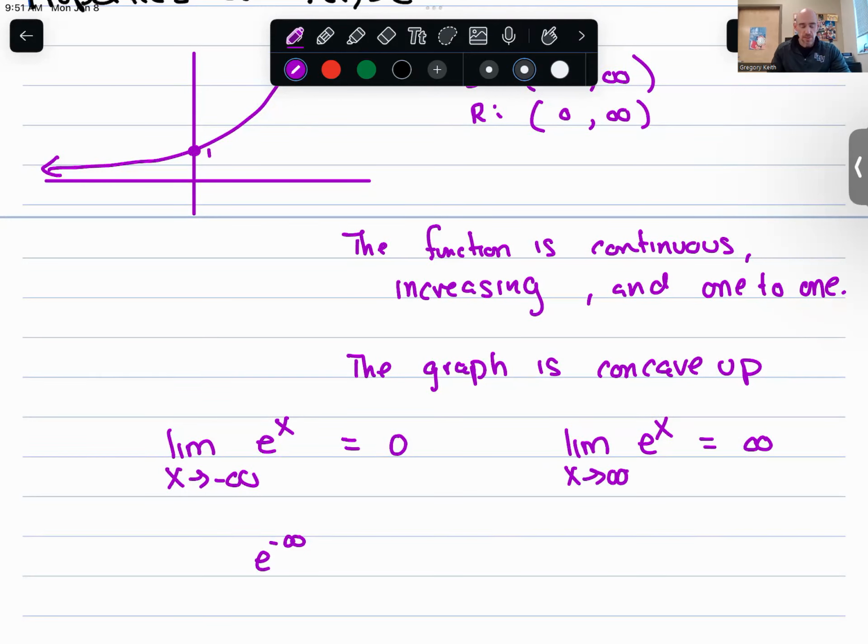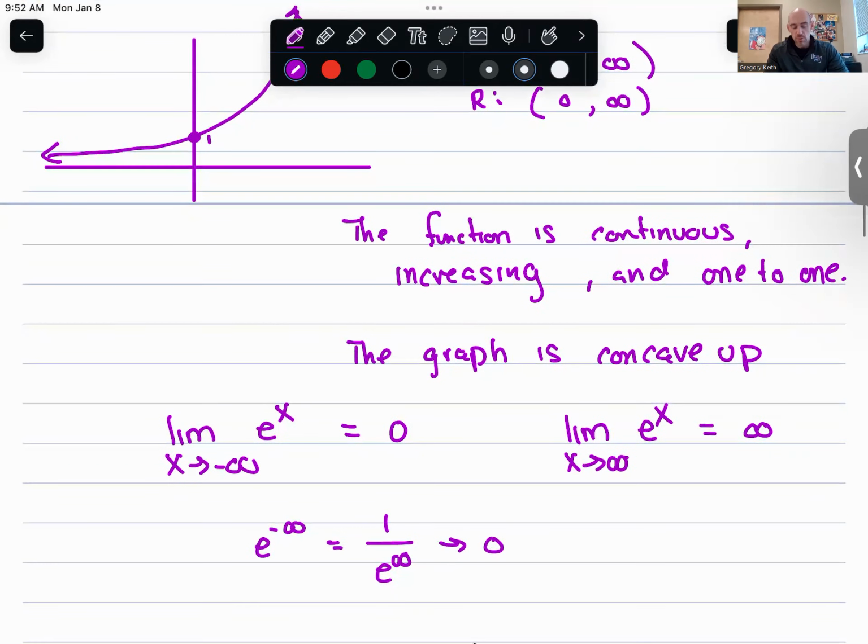When you have a negative exponent, we talked about that goes under 1. Well, if you have 1 over a really, really big number like e to the infinity, that's just going to actually be 0. And so that's why it goes to 0 as you go to the left, but as you go to the right, it keeps getting bigger and bigger and bigger since it's e to the infinity power. Okay, so those are characteristics.